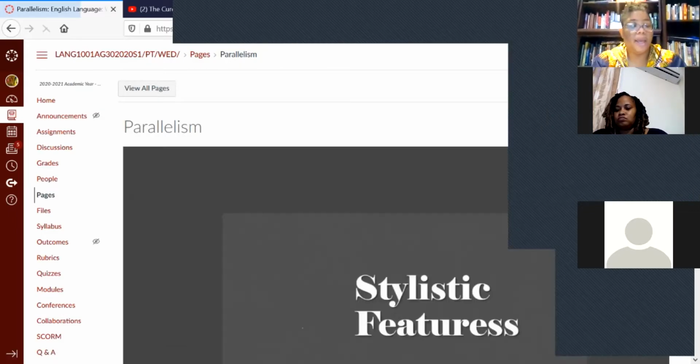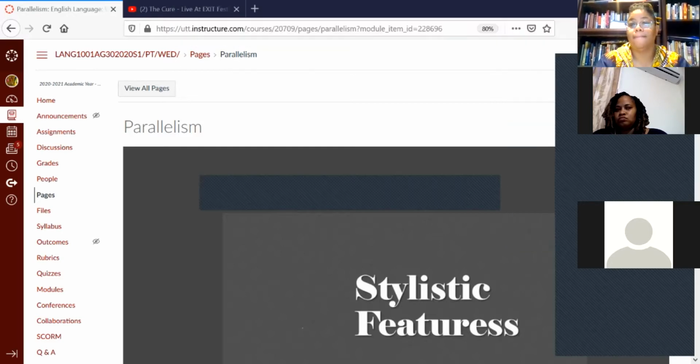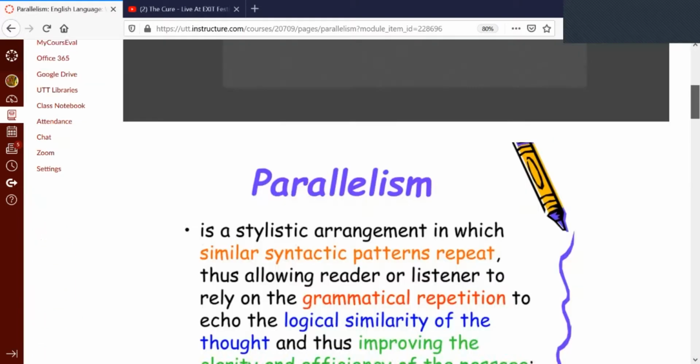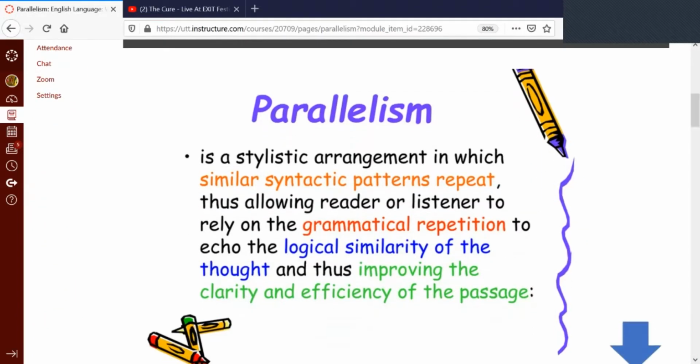So let's also look at a stylistic feature now. Parallelism. So parallelism is a style where we create similar structure, grammatical structure. So it's a form of repetition.